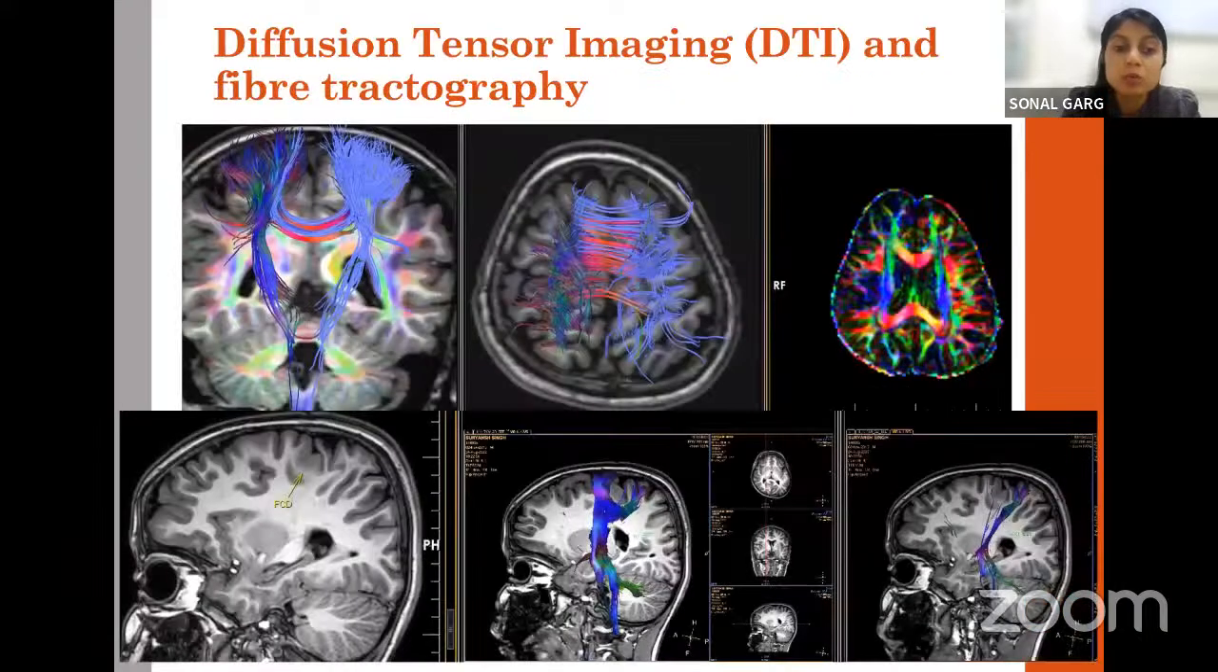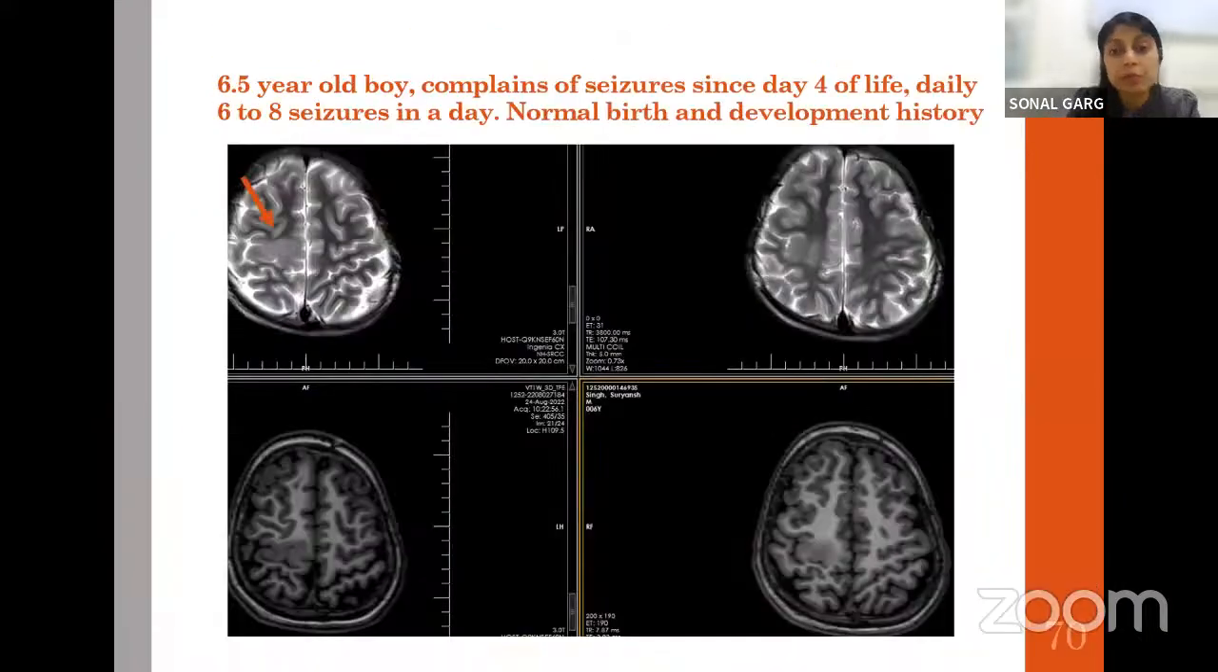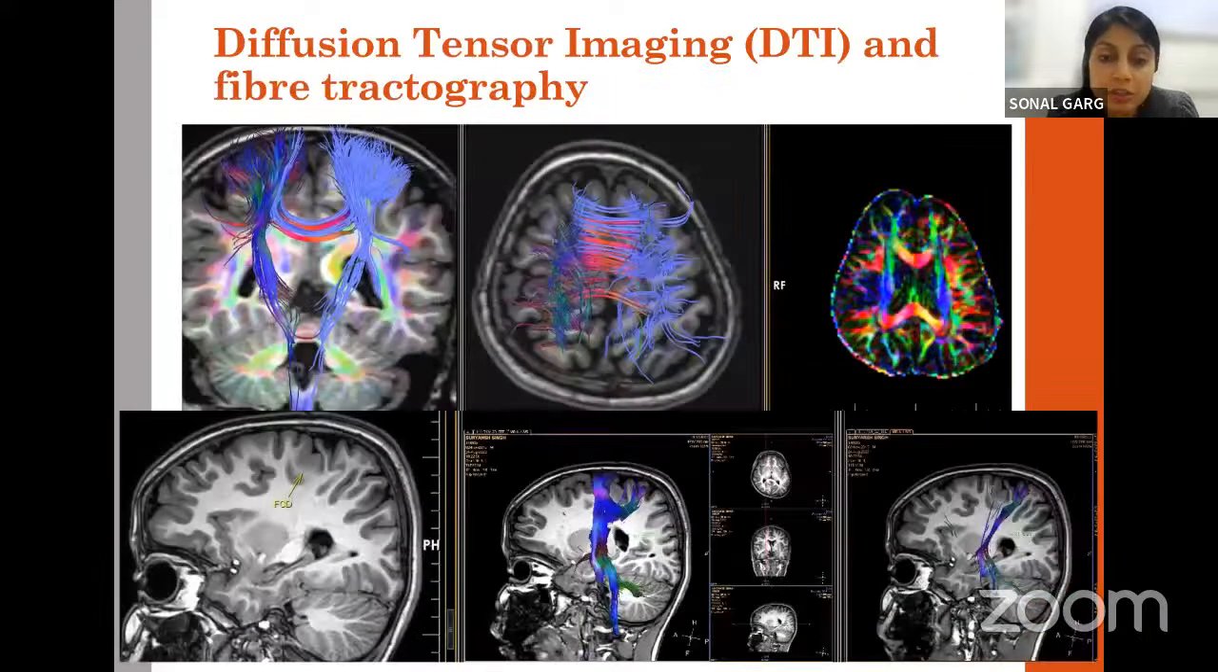But for the surgeon who needs to go in and operate, this is a very important area of sensory and motor functioning. So this is the next imaging modality that we use in such cases, which is called diffusion tensor imaging and fiber tractography, where on the basis of the imaging, we are able to track the fibers, all the different tracts like the corticospinal tract, the projection fibers and the association fibers, which helps us delineate exactly where these fibers are. This lesion has displaced the sensory and motor fibers around it.